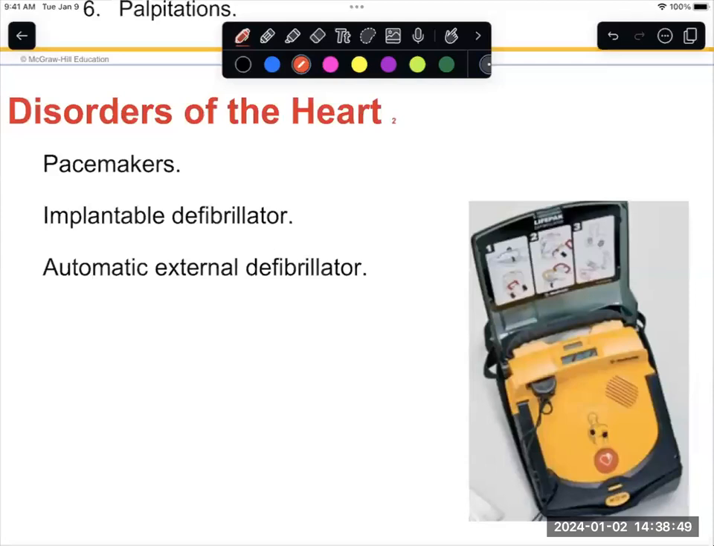And then we have an automatic external defibrillator. This is also a defibrillator that sends an electric shock through electrodes placed on the chest to stop the heart and allow the heart to restore a regular rhythm. Anybody who's been trained in CPR, or will get trained in CPR depending on what field you're going into, will learn how to use an automatic external defibrillator.